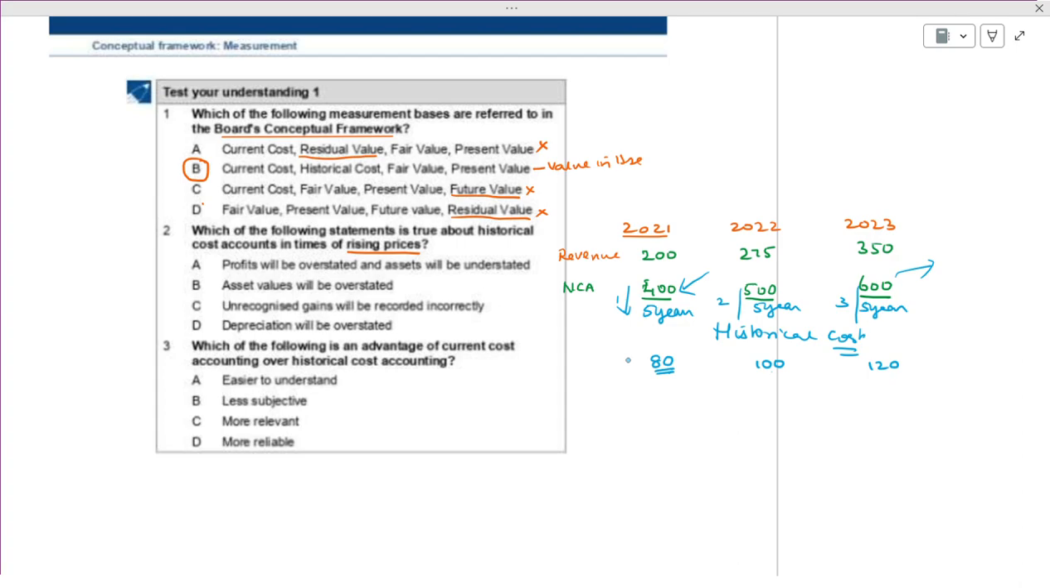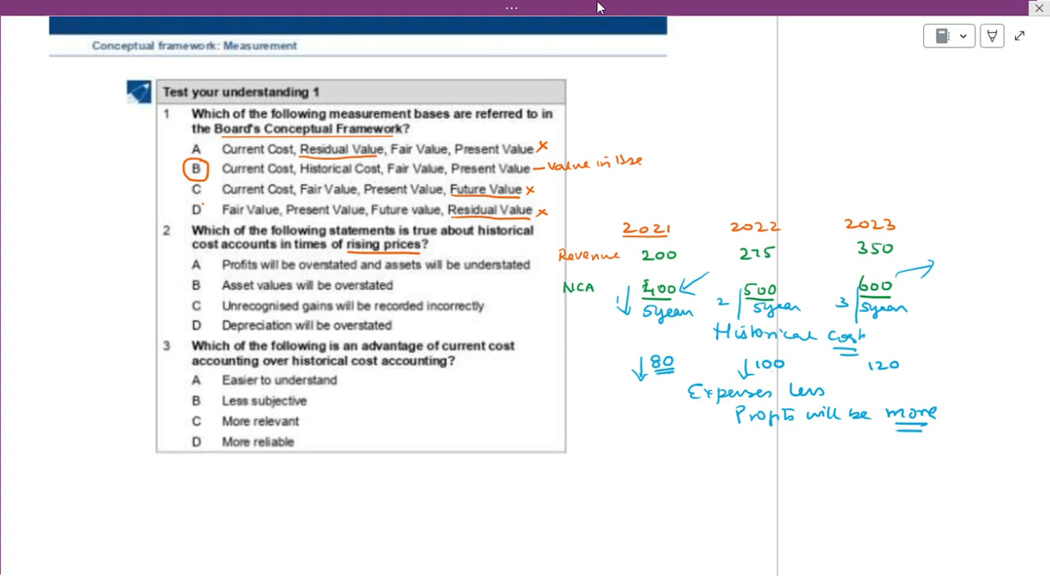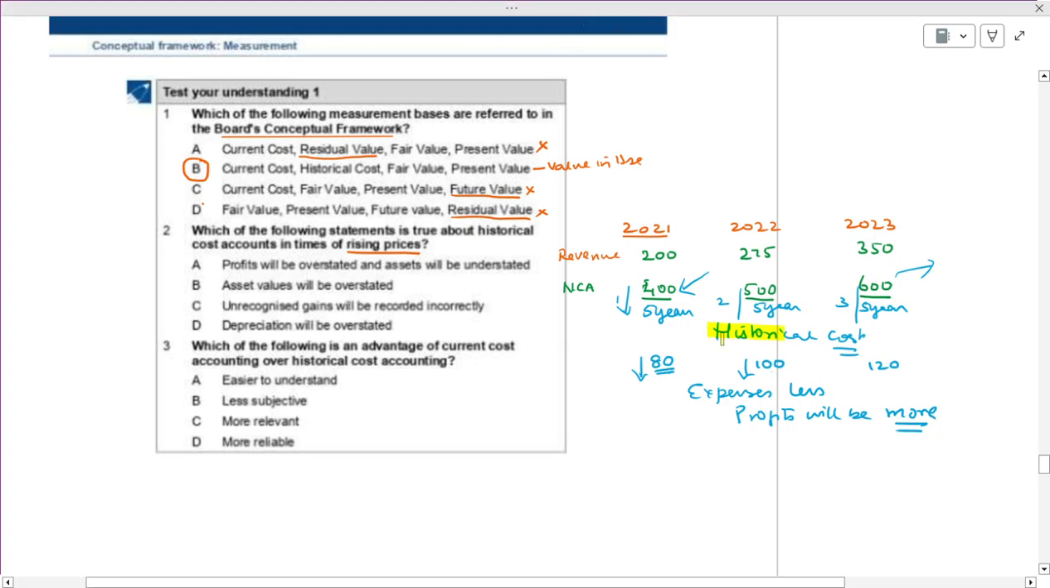Historical cost. Here you are carrying less. Here also comparatively less. Here 120. If expenses are less, is it right? If expenses are less, what will happen? The profits will be more. Yes or no? Actually, you have to calculate 120, 120, 120. But that is not the method you are using. Which method are we using? In financial accounting, in financial reporting, we use historical cost.